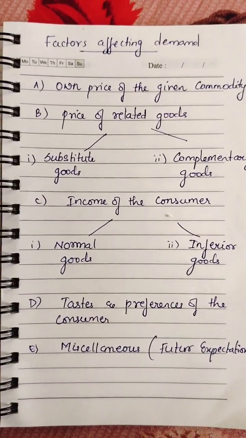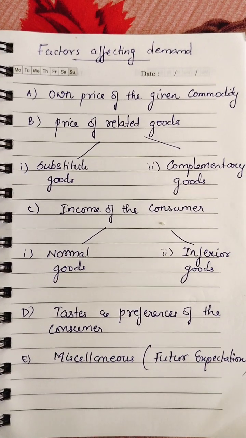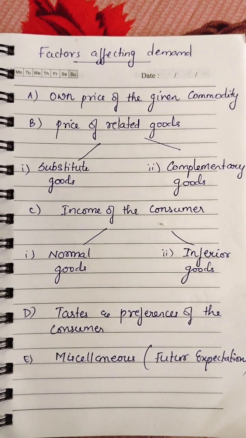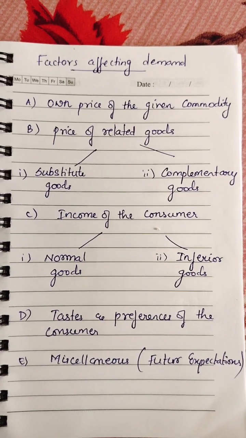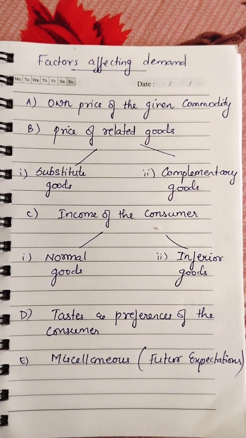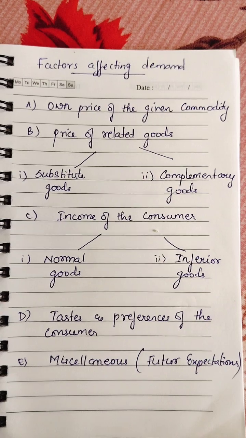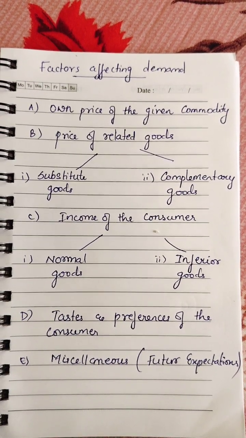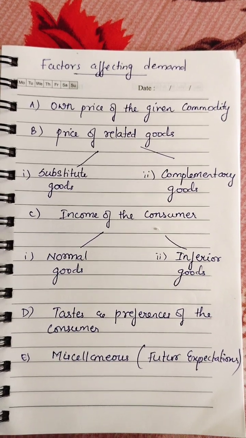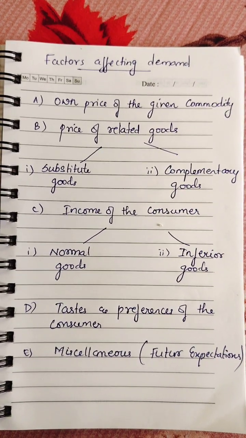The first one is the own price of the given commodity. Let us take the instance of a car as the given commodity here. If the price of the car increases, the demand for the car will reduce. If the price of the car falls, the demand for the car will increase.